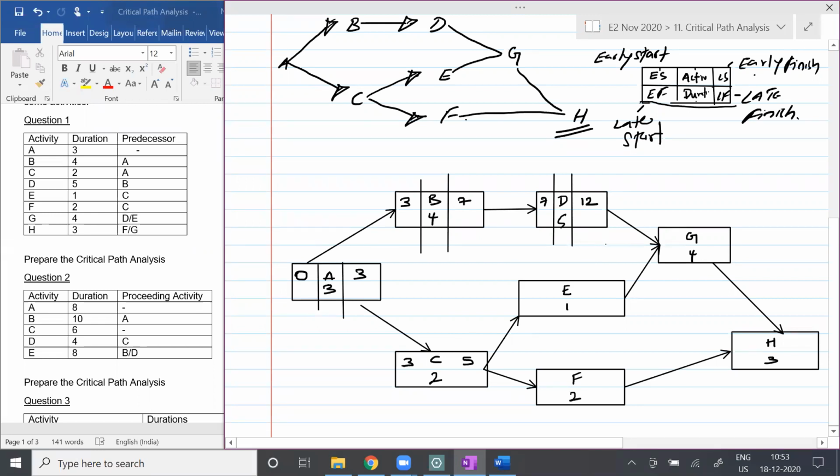Can I go with E, students? So in order to start activity E, how many weeks will it take? 5 weeks. And what is the duration for E? 1. So 6. Any questions there, students? No. Okay. In order to start activity F, the early start is 5 weeks. After 5 weeks, you can start. But how many weeks will it take? 2 weeks. So 7 will be the early finish. Is that fine, students? Yes.